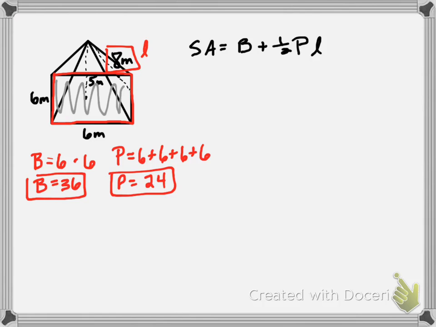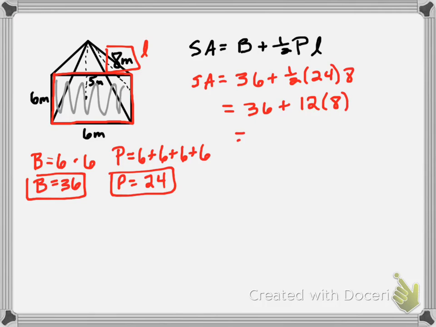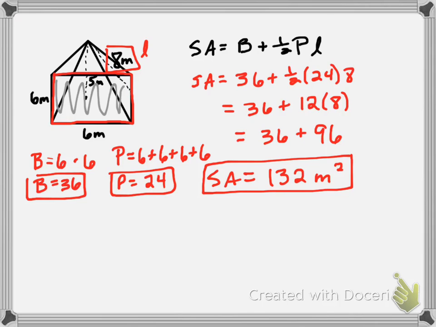So I have the 3 things I need. I have the area of the base, the perimeter of the base, and the slant height of the pyramid. Okay, so I can plug it in. So I get the surface area equals 36 plus 1/2 of 24 times 8. So 1/2 of 24 is 12, times 8. That gives me 36 plus 96. So my surface area is 132 meters squared.